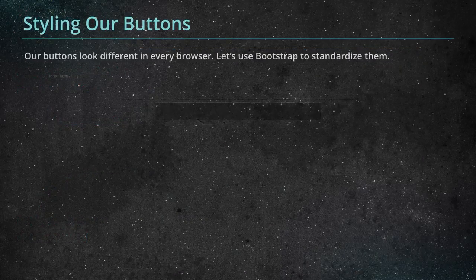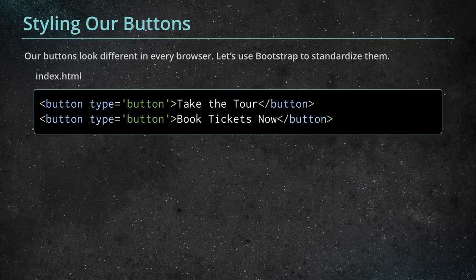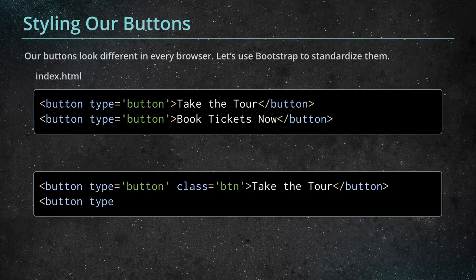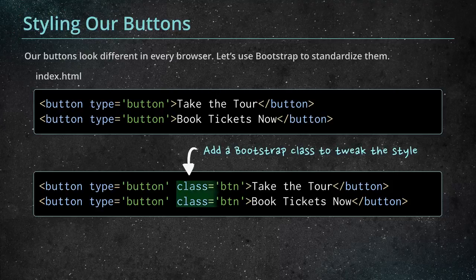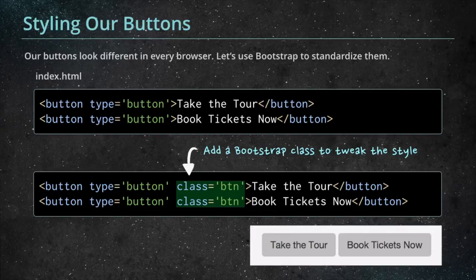Here's the HTML for our buttons so far. These are functional, but they will look slightly different in all browsers. In order to let Bootstrap style these buttons so that they look the same for all browsers, we'll need to add a class of btn to our buttons. If we looked at them now, they'd look completely different. They have some padding around them, and there's this nice gray background.